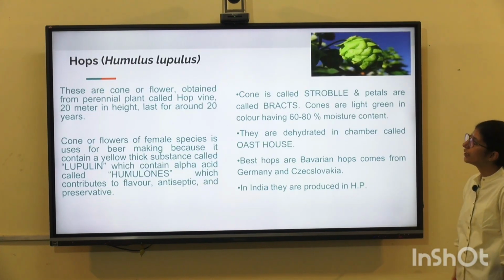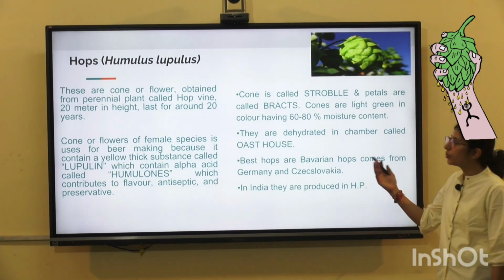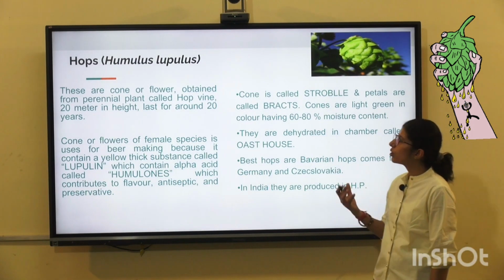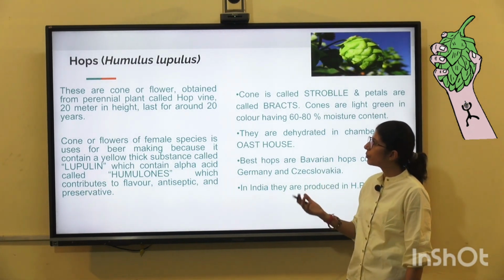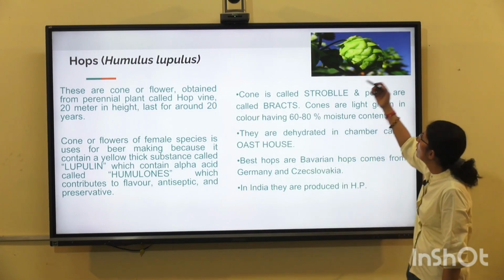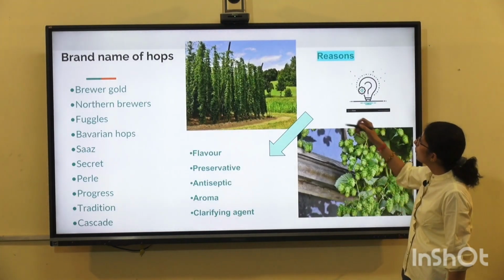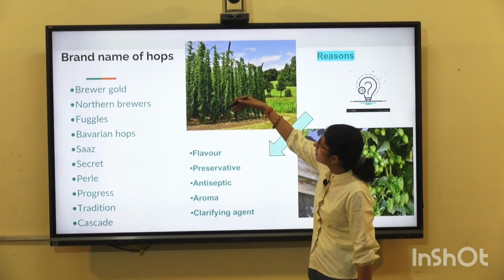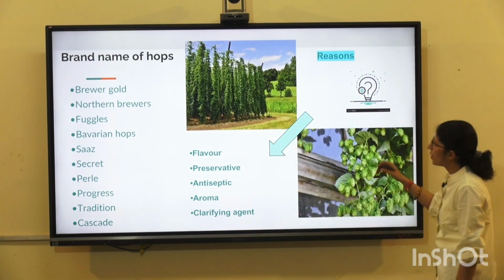Hops. This is the second ingredient, which is biologically known as Humulus lupulus. It is a cone or a flower from the female plant, which is obtained from the perennial herb, which is a hop vine. Hops are grown in the format of vines. These are vines of 20 feet in height, and hops are grown in such a manner.